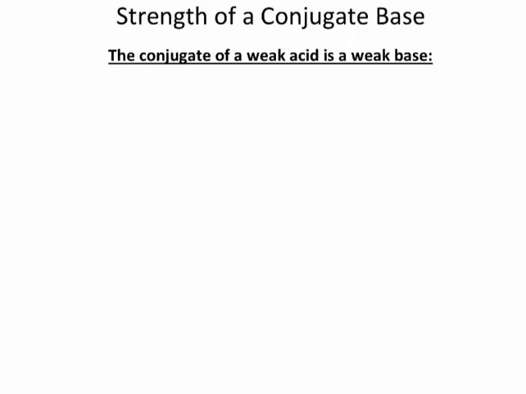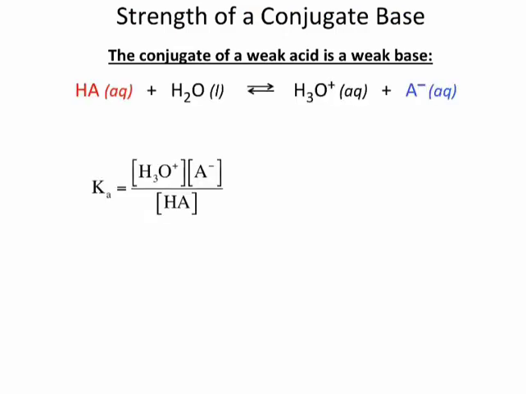So the conjugate of a weak acid is actually a base, right? So here's our generic form: HA reacts with water to form H3O+ and A-. This is the definition of a weak acid and really the definition of a Ka equation. And so, all right, the HA is an acid. It's going to donate this proton to the water.